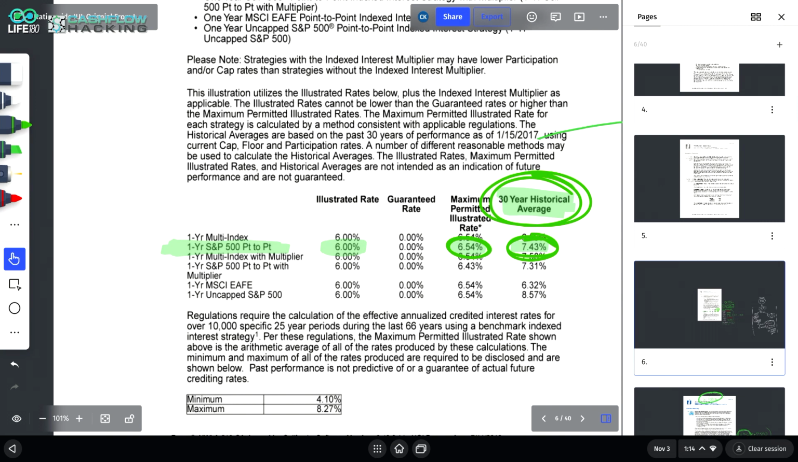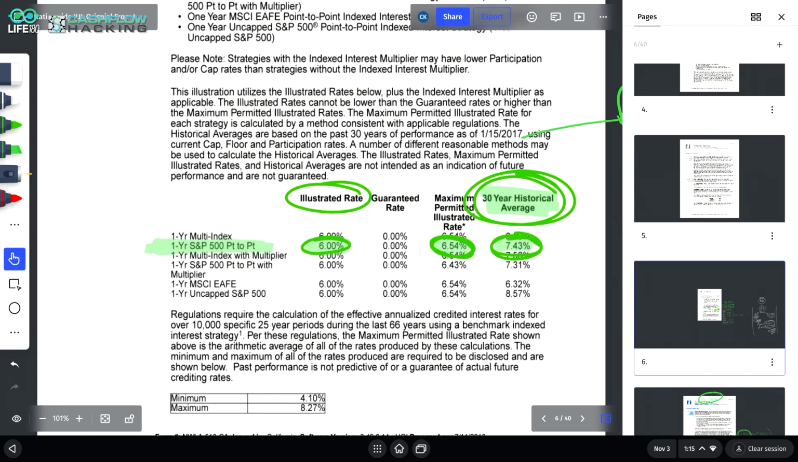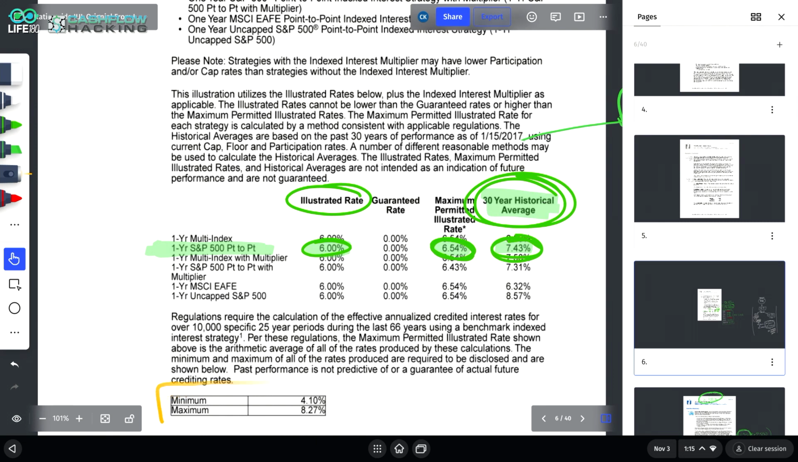And then to take it further, this agent would say, well, you know what? I'm going to make it even more conservative, because while I could illustrate it for you at 6.54%, I'm only going to illustrate it at this 6% number here, because I just want to show you a really, really conservative projection, right? And then it goes down through this, and if you look at this minimum maximum down here, this is showing, based on Monte Carlo simulations, the minimum performance over the period would be 4.1%, and it could go all the way up to 8.27%. So it's like, oh, okay, worst case scenario, this is kind of what we're looking at, right?